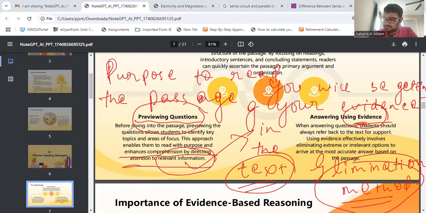Please make a note of all these things. Three steps: skimming through the structure, previewing questions, and answering using evidence.